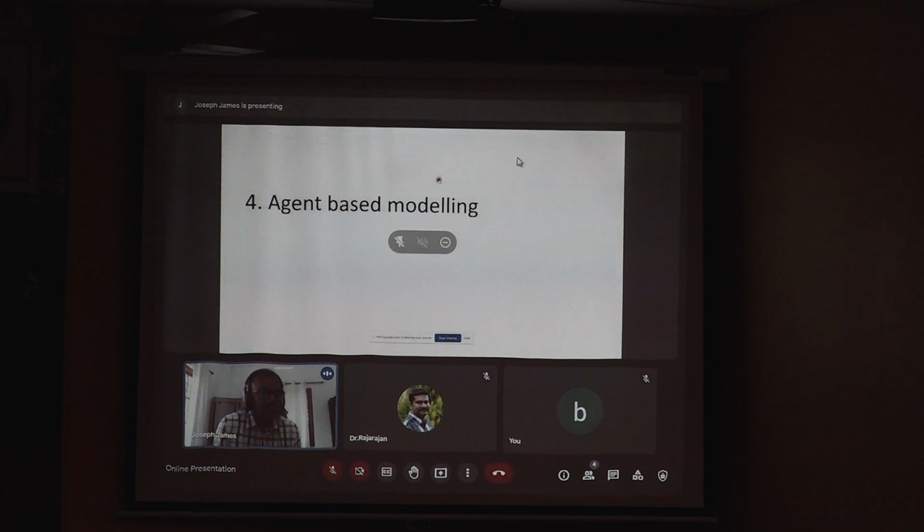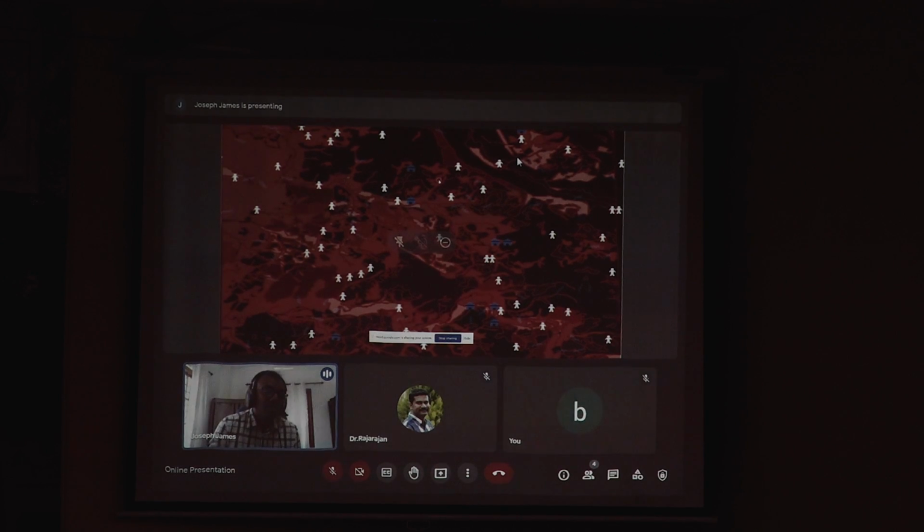And I want to introduce another kind of modeling, which is agent-based modeling. As I said, in agent-based modeling we also use different factors such as land use associations and land use metrics, and we also use species distribution models. I want to demonstrate agent-based modeling using an example. This is one of the studies we conducted in Sri Lanka, on mapping the snakebite potential risk in Sri Lanka.